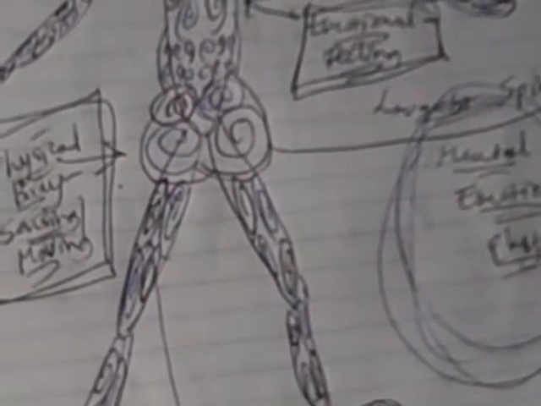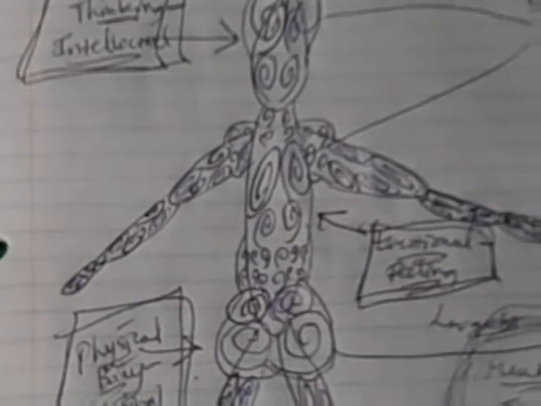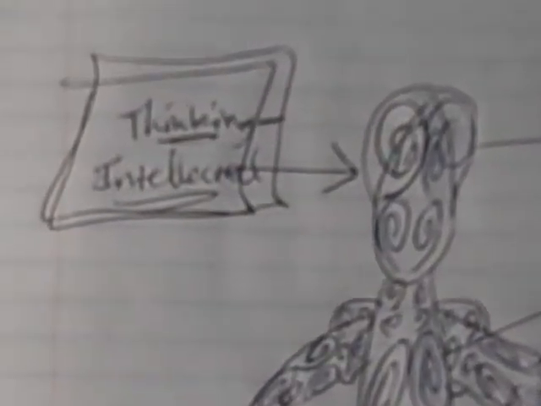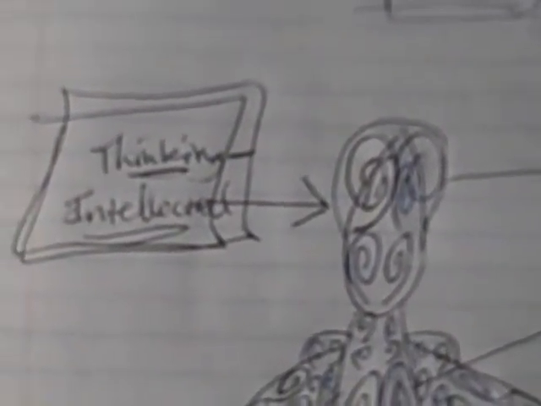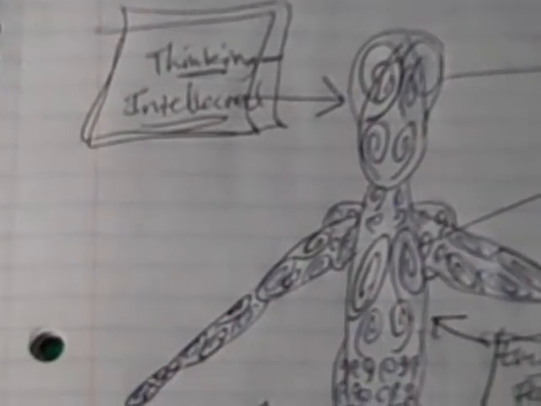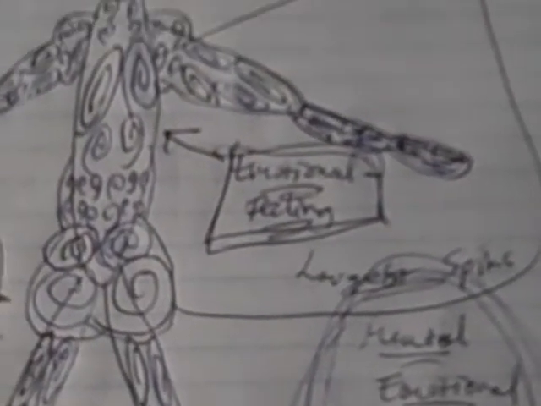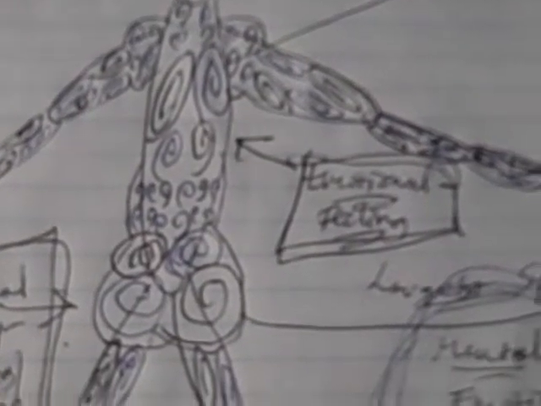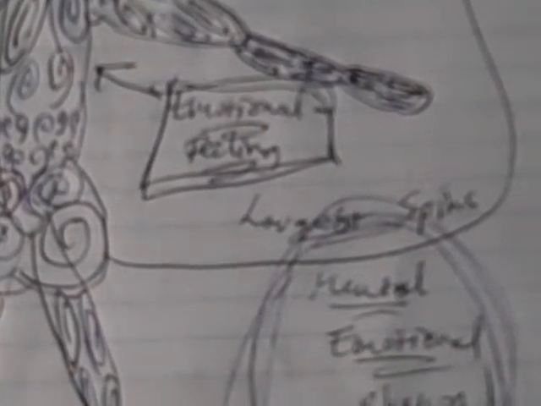I did add a couple of notes to this drawing, which I think are worth considering. Up in the head, obviously, you have the thinking, the intellectual, and this ties back to Gurdjieff's ideas about the human being. In the chest, the solar plexus, you have the emotional feeling, and then in the pelvis and navel region, you have the physical body sensing, moving.